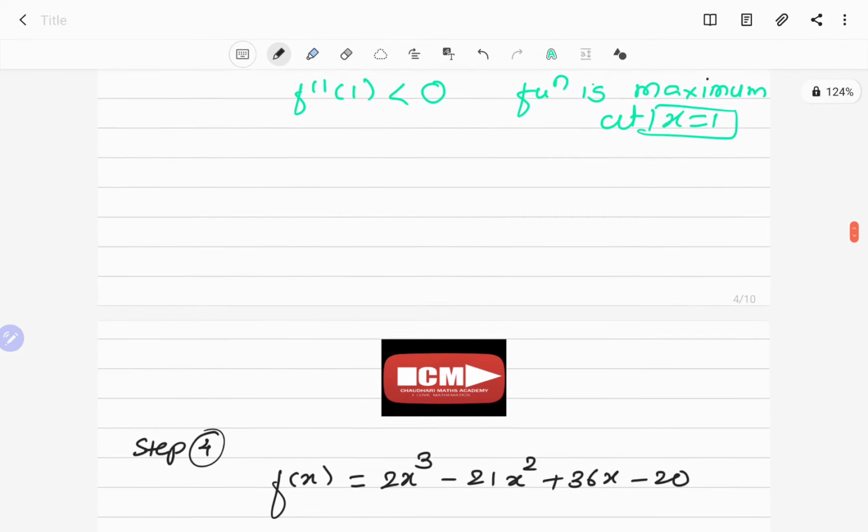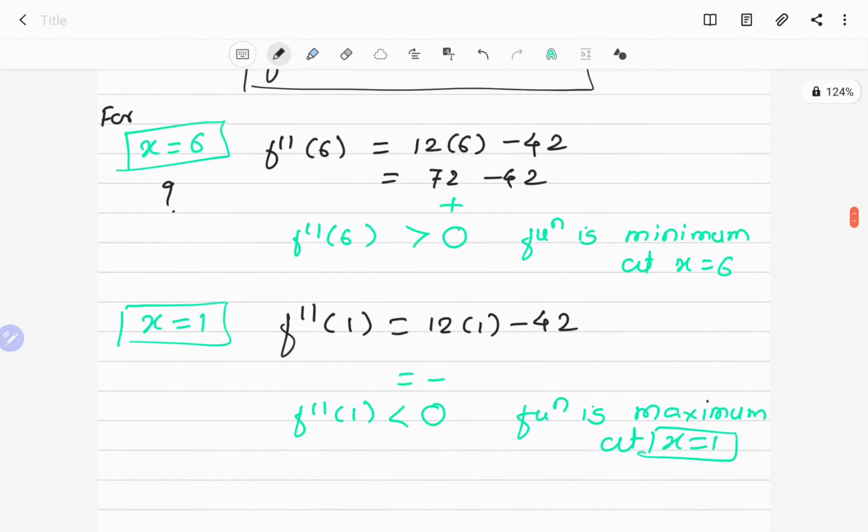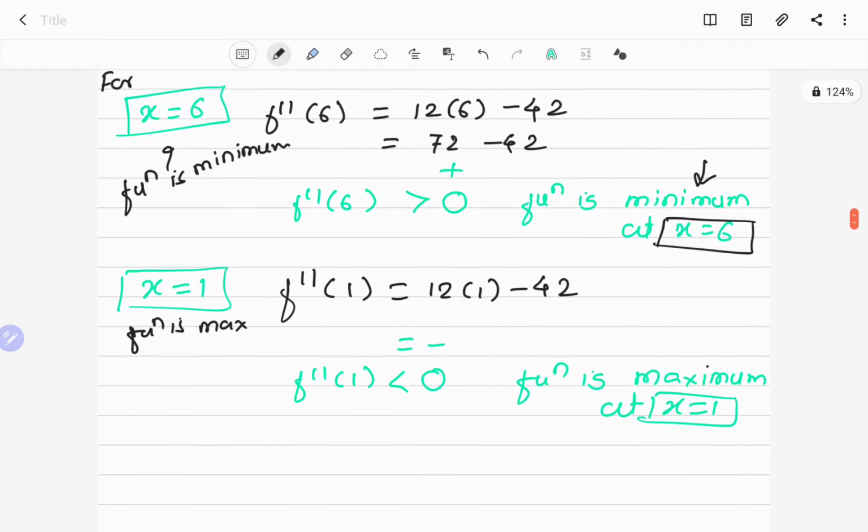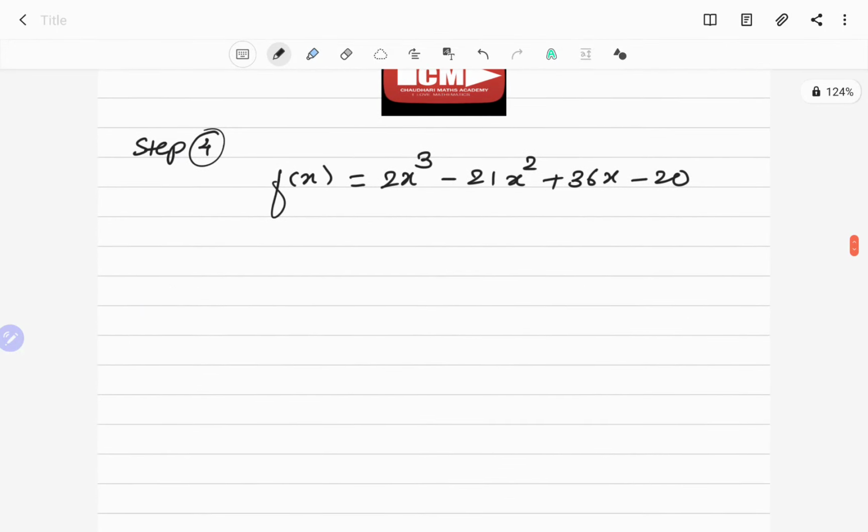And in step number 3, the conclusion was at x equal to 6, it was minimum. So at x equal to 6, the function is minimum. And at x equal to 1, the function is maximum. So if you want, you can cross check in the next step. So let's substitute these two values in this given function. So at x equal to 6, let's substitute the x equal to 6 value here.